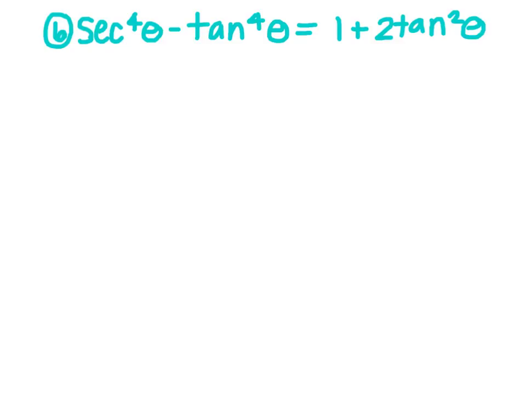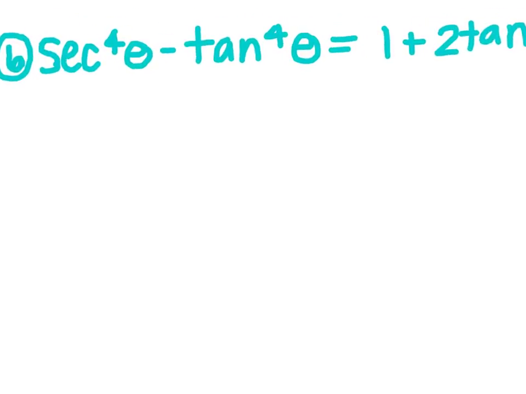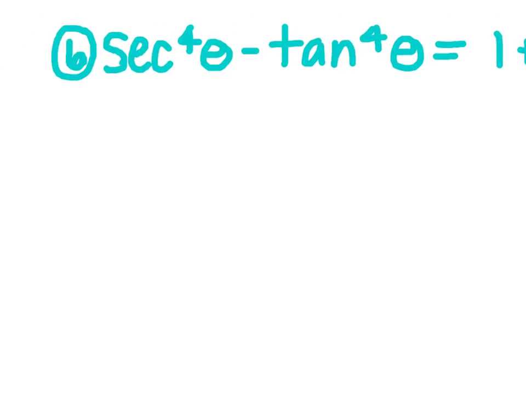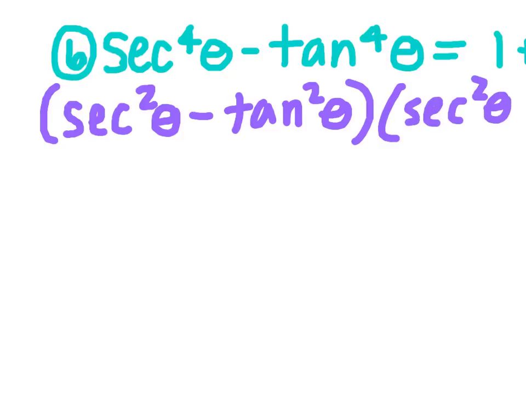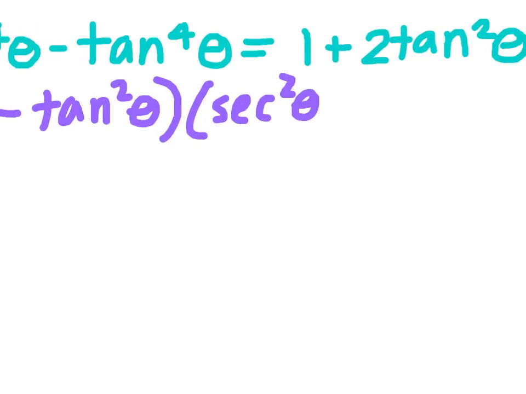Number 6, we have secant to the 4th minus tan to the 4th equals 1 plus 2 tan squared. I think both these sides look equally complicated. However, the left side of the equation may fit a pattern that we're used to. In fact, if we look at this, it is our difference of squares pattern. So I'm going to go ahead and write this as secant squared minus tan squared times secant squared plus tan squared.